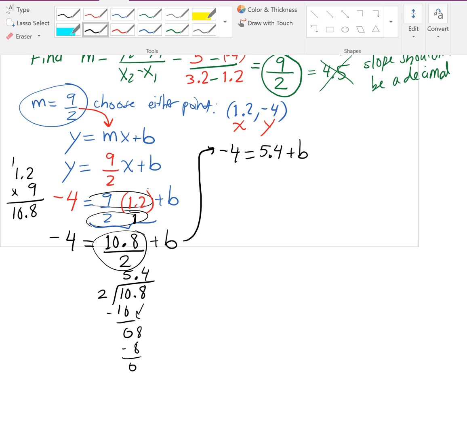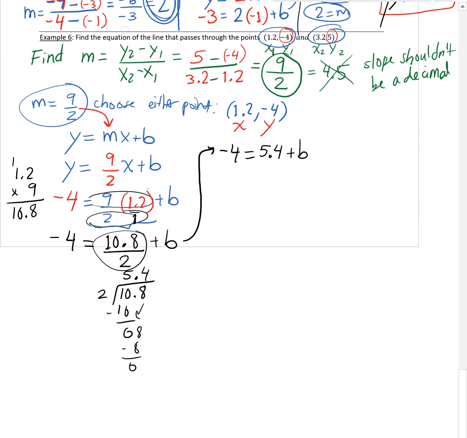Now we almost have b by itself. Let me subtract this 5.4 here. Okay, that's good. -4 minus 5.4 is -9.4. There we go. And now that I think about it, since we have a decimal b, that's not a fraction.